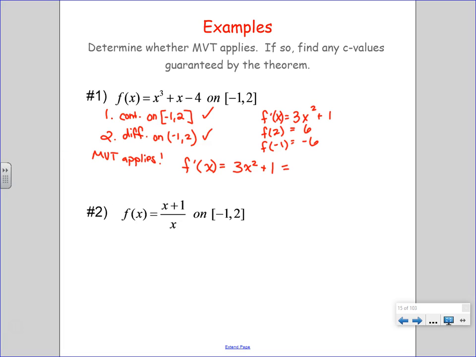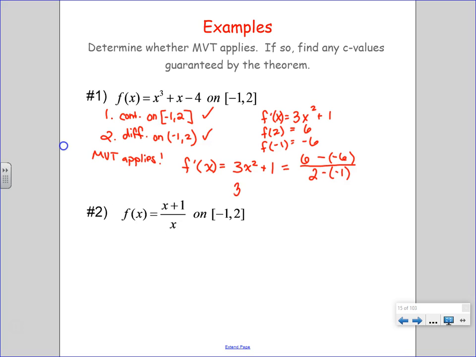What do I set the derivative equal to? What's in the box for MVT? F prime of C equals who? F of B is 6 on this one, minus F of A, which is -6, all over B, which is 2 on this one, minus A, which is -1. F of B, F of 2, minus F of A, F of -1, all over B minus A. We're plugging into the formula. Then all we need to do is solve for our special x, and our special x, that's C.